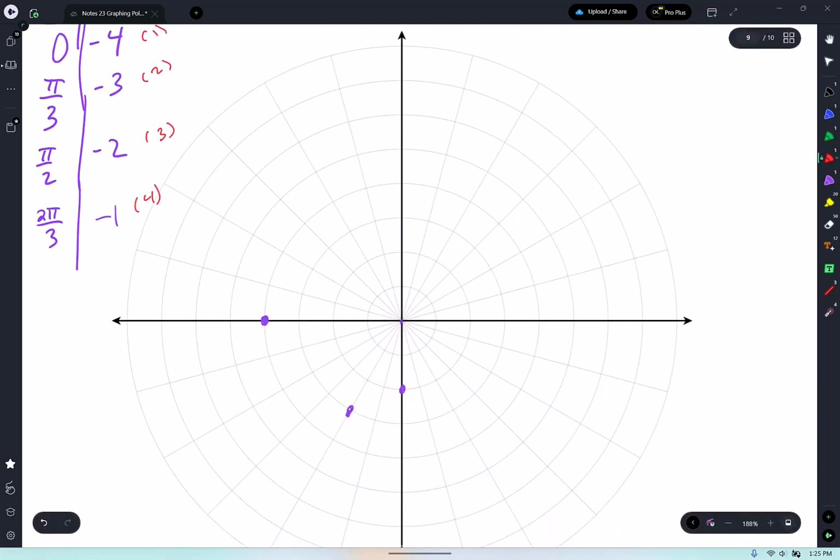2 pi over 3, -1. So 2 pi over 3 is this guy, -1. Point right there. All right, that's my fourth point right there, guys. All right, here we go.